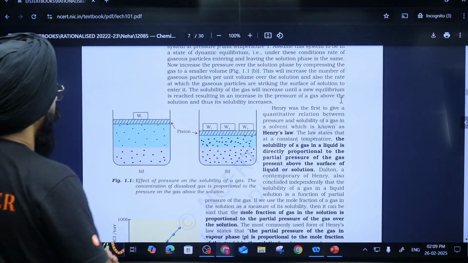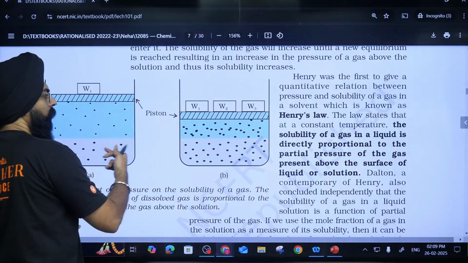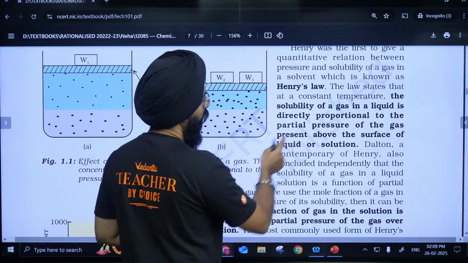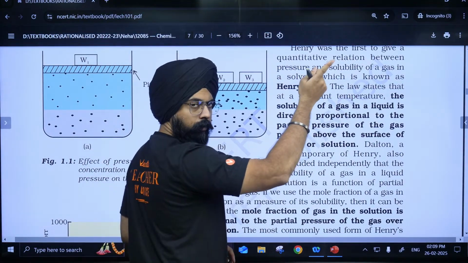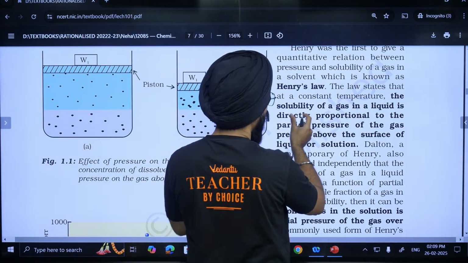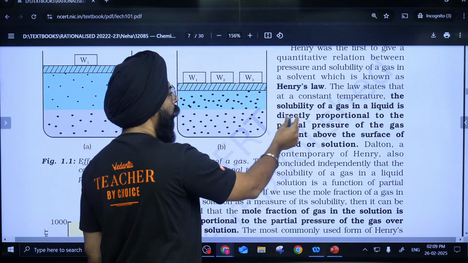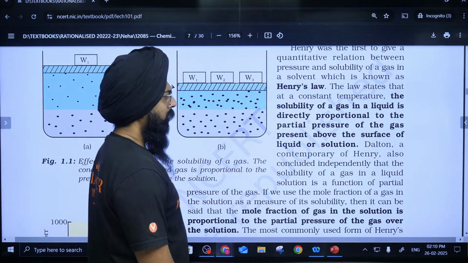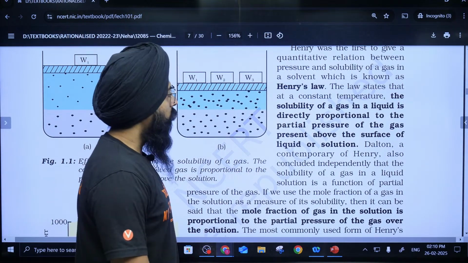So this is your Henry's law. Same example that we drew. And the law states that at constant temperature, please write the constant temperature part also. At constant temperature, the solubility of a gas in liquid is directly proportional to the partial pressure of the gas present above the surface of the liquid or solution.